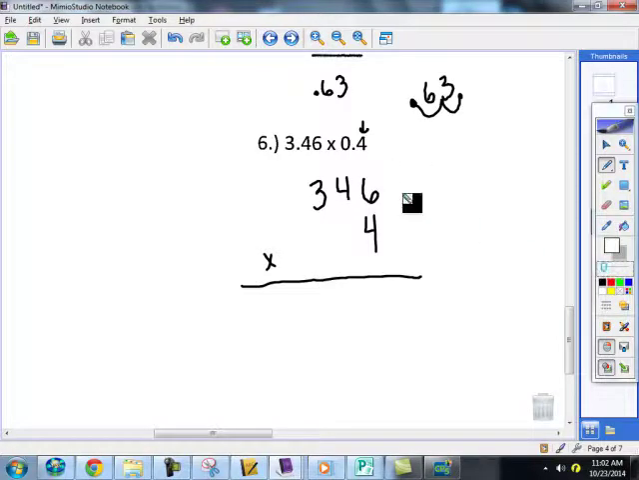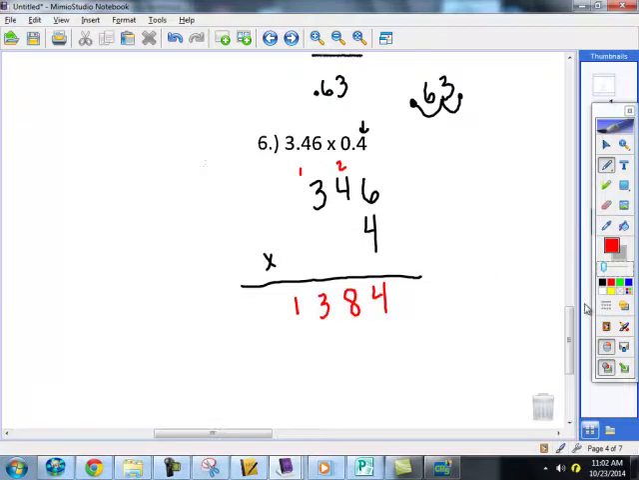We're not even going to worry about it. We just get rid of it. There it is. Get rid of it. Get rid of your decimal. That's what we're doing. Okay? Now, 6 times 4 is 24. Now we're going to carry our 2. 4 times 4 is 16, plus 2 would be 18. Carry 1. 4 times 3 is 12, plus 1 would be 13.